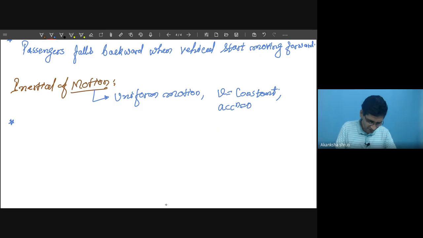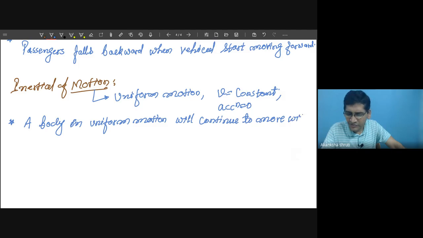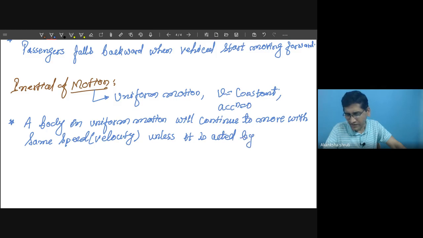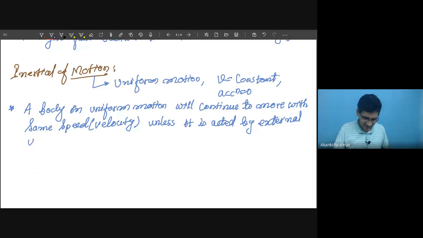So this law tells that a body in uniform motion will continue to move with the same speed, or you may write this as the velocity, that is the better term, because there is no change in direction, unless it is acted on by an external unbalanced force. External unbalanced force.